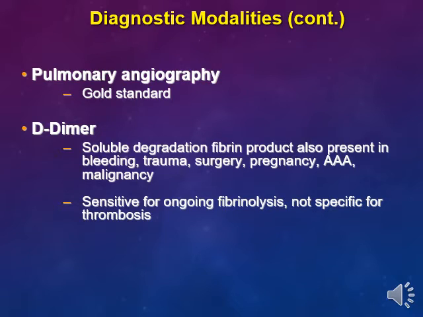For pulmonary embolism, the pulmonary angiogram is the gold standard, and it shows the presence of the clot inside the pulmonary artery. The D-dimer test is a fibrin degradation product. It is a good negative test, not a good positive, because it can increase in the presence of trauma, surgery, pregnancy, abdominal aortic aneurysm, and other pathology.